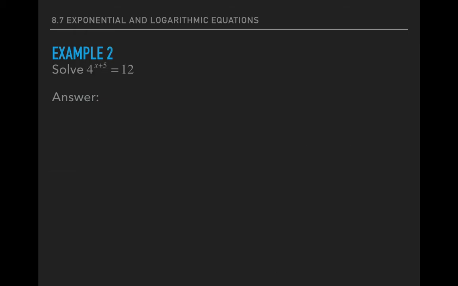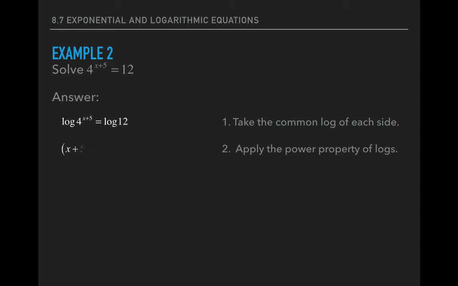Let's look at this example here. It's in exponential form, so let's try, because we have kind of an interesting exponent there, it's x plus 5. Watch what happens when we take the common log of each side. Log of 4 to the x plus 5 equals log of 12. Now, because it's in that log form, remember when you're raising something to a power, that power property for logarithms, that x plus 5 is actually the p-value that you're going to multiply your log 4 by.